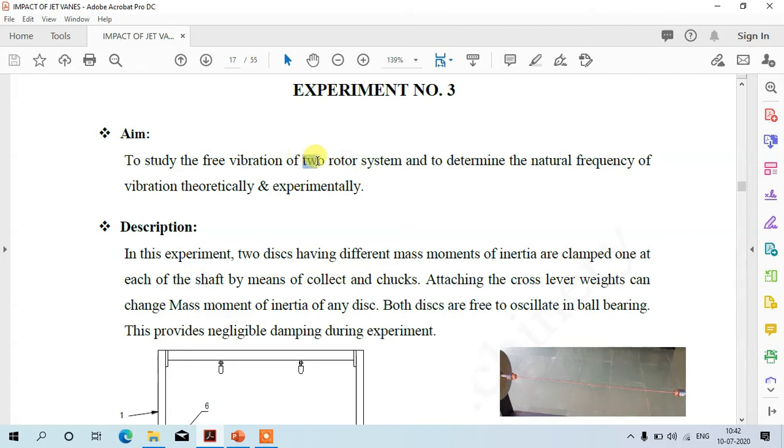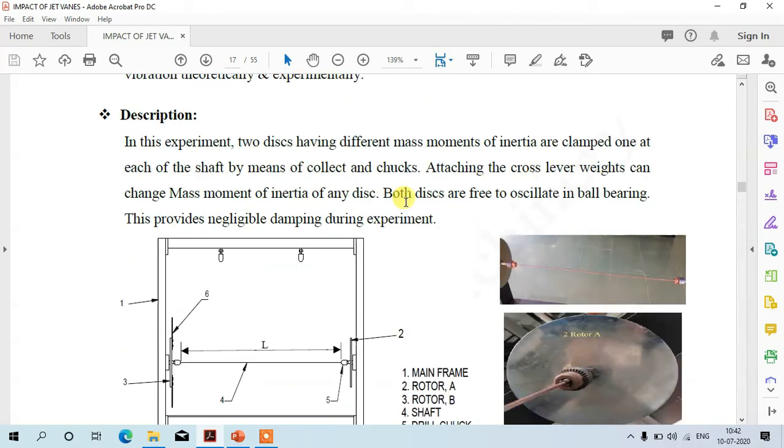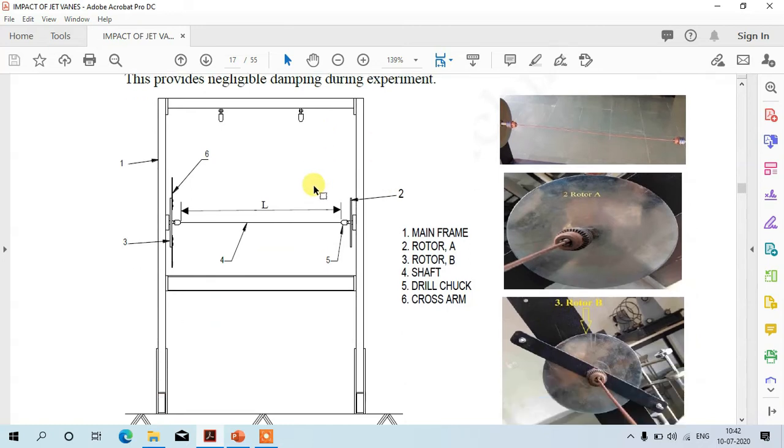This time we are going to do this for a two rotor system. Our experiment number 2 was about a single rotor system. Now this time we are adding another rotor in the system. So the procedure will be the same.